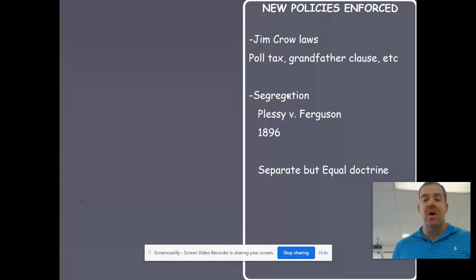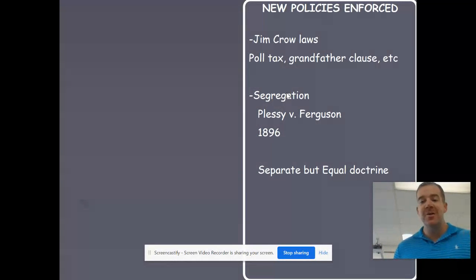Another one, the grandfather clause. They said, you can only vote if your grandfather could vote. Well, during this time, we're only removed about 70, 80 years from the Civil War. A lot of African Americans' grandfathers could not vote, because maybe they were enslaved. And so that's an issue.